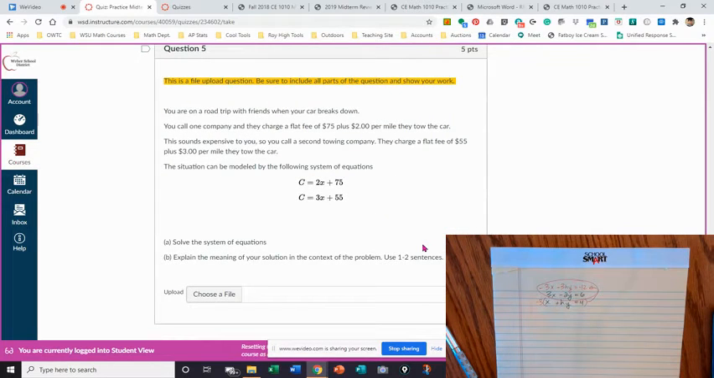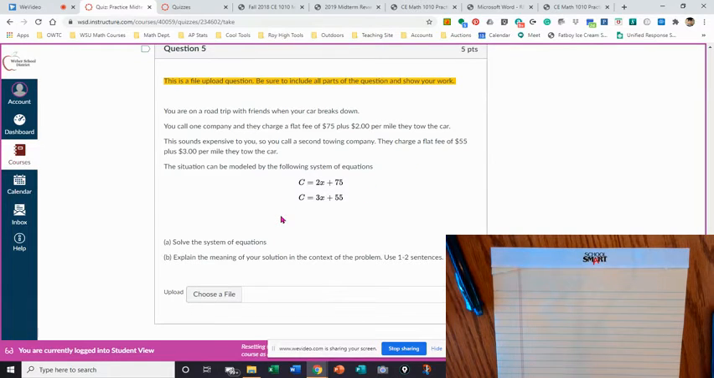Okay, another file upload equation. You're on a road trip with your friends and your car breaks. You call one tow company, pay a flat fee of $75 plus $2 a mile. Sounds expensive, so you call a second one. They charge a flat fee of $55 plus $3 a mile. So I can model like that. Solve the system of equations.